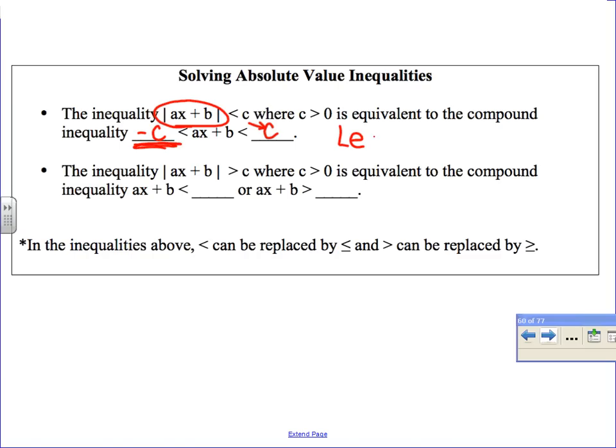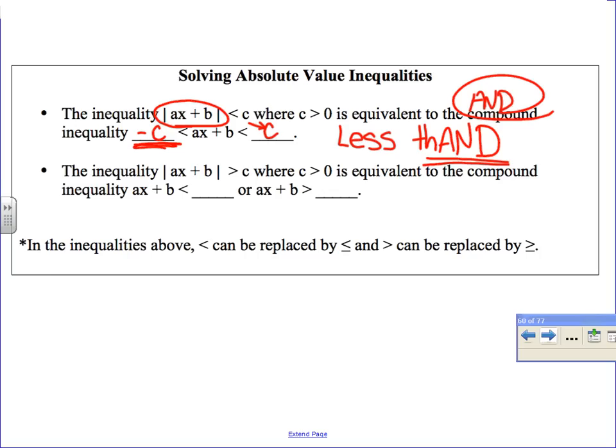Anytime you see the inequality sign for less than, I want you to say it as "and." If it's a compound inequality and the symbol is less than or equal to, I want you to say it as "and" as well. The reason is it's an "and" compound inequality, and I'll show you what the graph looks like in a little bit. So less than, we are changing to "and."